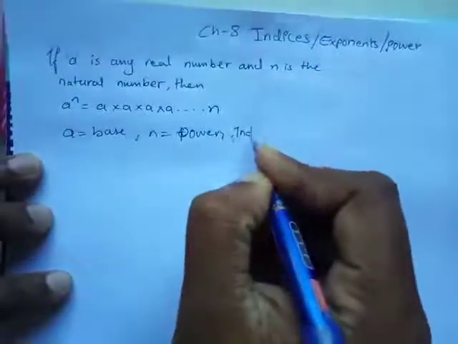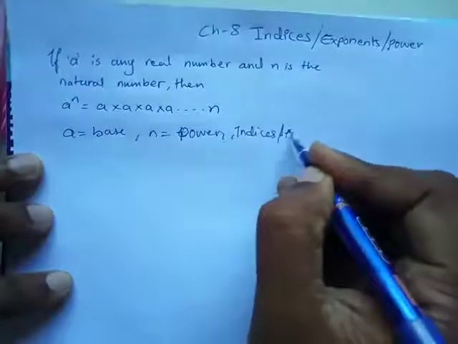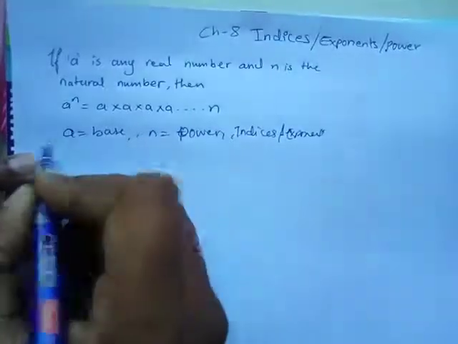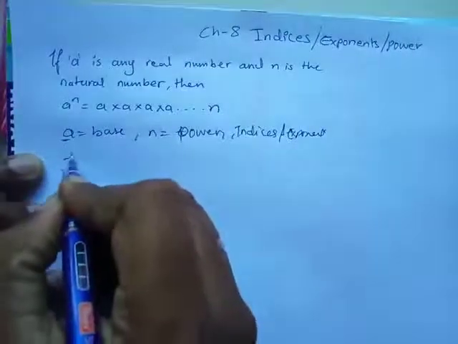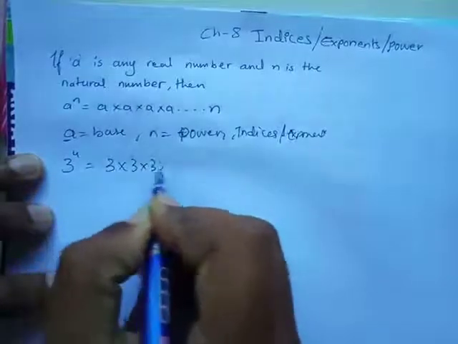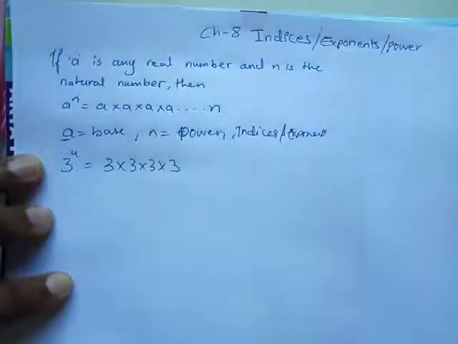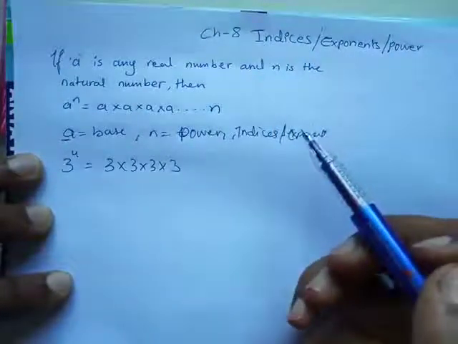indices or exponent, but a is the base. Okay, so even write like this, 3 to the power 4. So it means I can write 3 how many times? 4 times. This is very basic knowledge about exponents and powers, or we can call it indices.